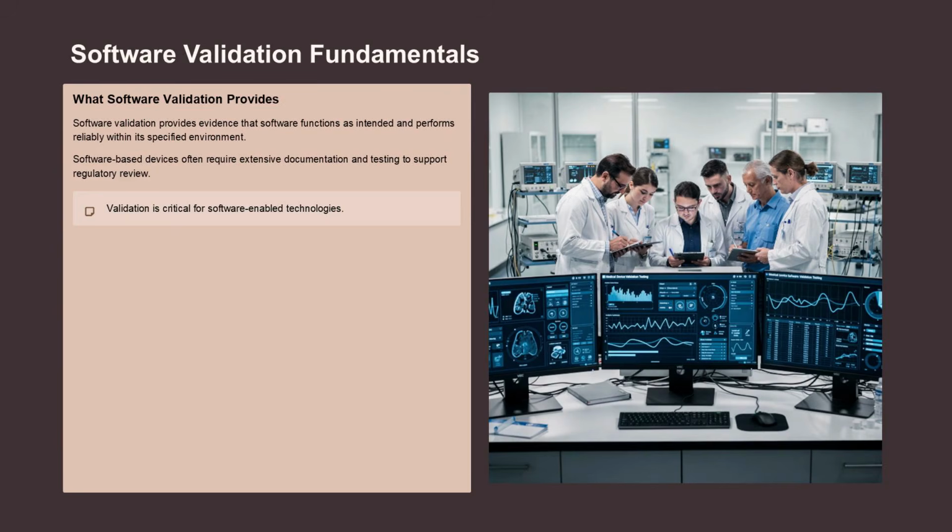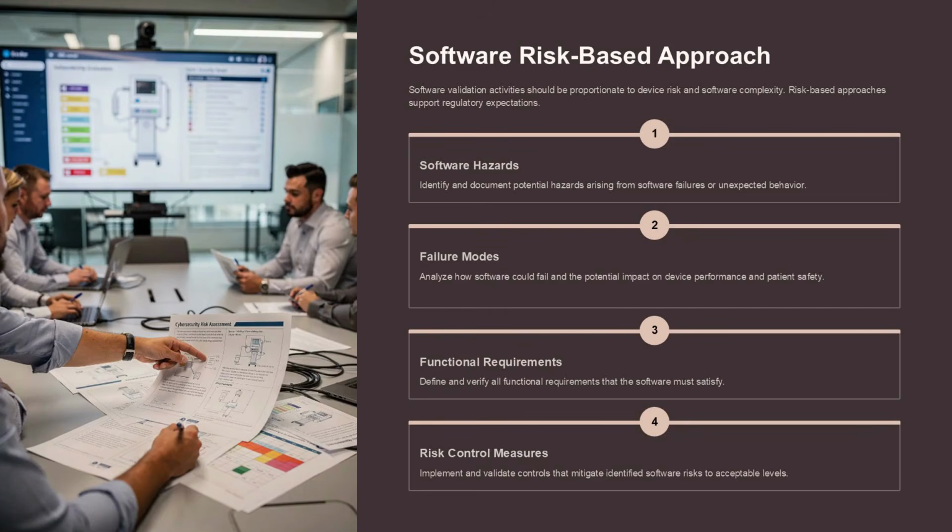Software validation ensures software functions as intended and performs reliably. It's critical for software-enabled technologies, requiring extensive documentation and testing. A risk-based approach to software validation involves identifying hazards, analyzing failure modes, and implementing control measures to support regulatory expectations.